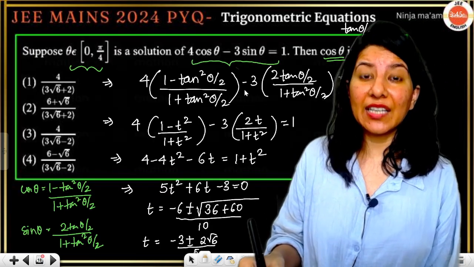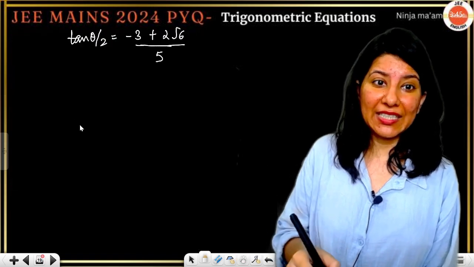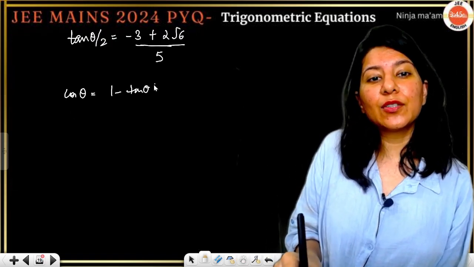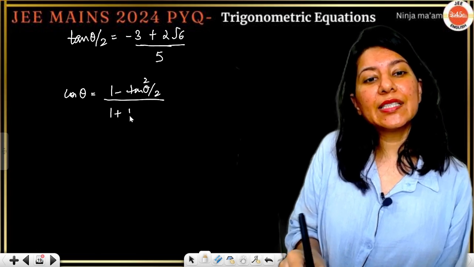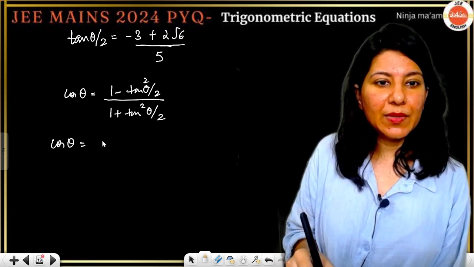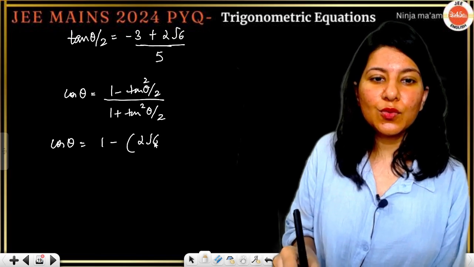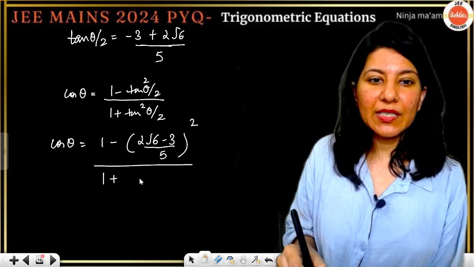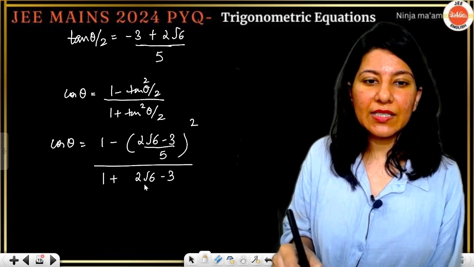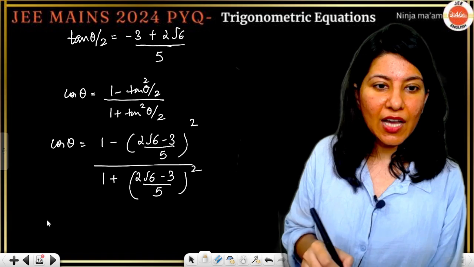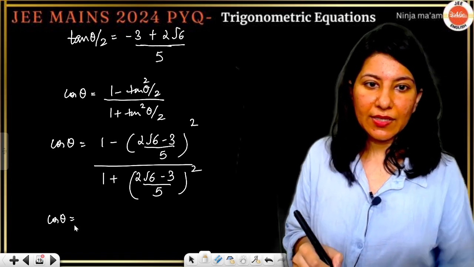Tan theta by 2 is right in front of you. You are looking for cos theta. Now I'm going to use the same formula. Cos theta is (1 minus tan square theta by 2) upon (1 plus tan square theta by 2). Cos theta will be equal to 1 minus (2 root 6 minus 3 by 5) whole square, whole upon 1 plus (2 root 6 minus 3 by 5) whole square, correct? So if you solve it now, you will get your answer.